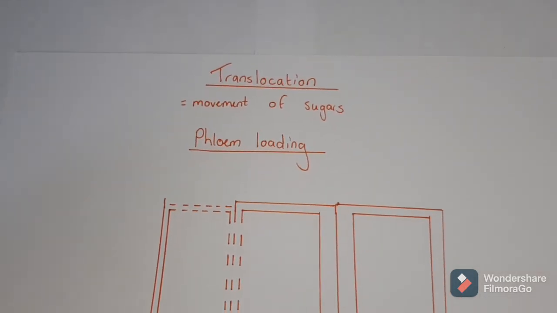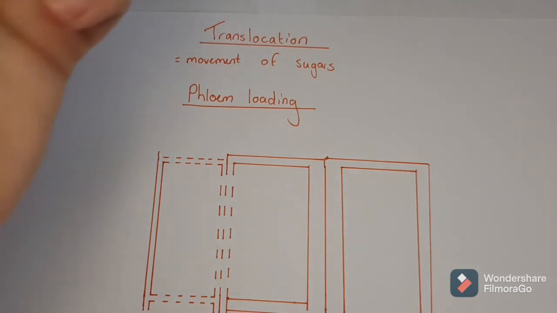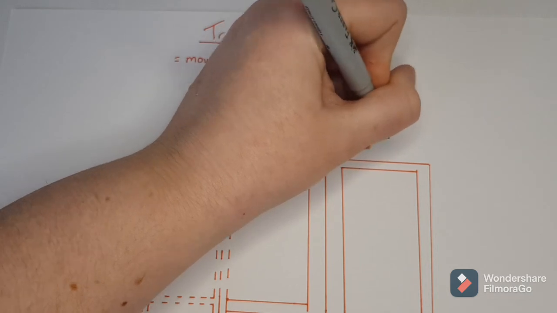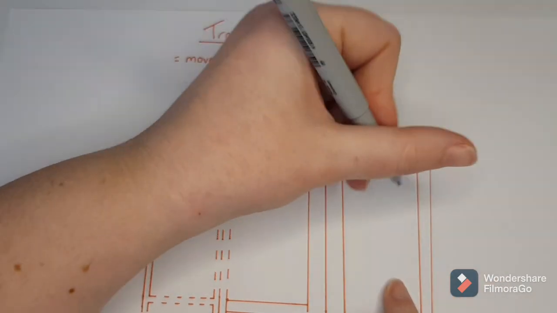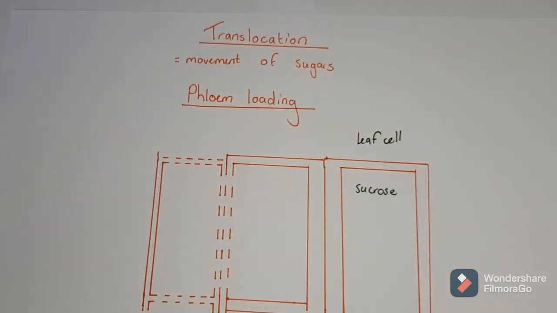So now, the process of translocation is the movement of our sugars, okay? And in order to move our sugars, the first thing we have to do is get the sugar into the phloem. And that's done by the process of phloem loading. So, phloem loading is moving the sugars from our general leaf cell, where it's photosynthesizing, and we have sucrose. Okay, because remember, photosynthesis would make glucose, which would join together to make sucrose.